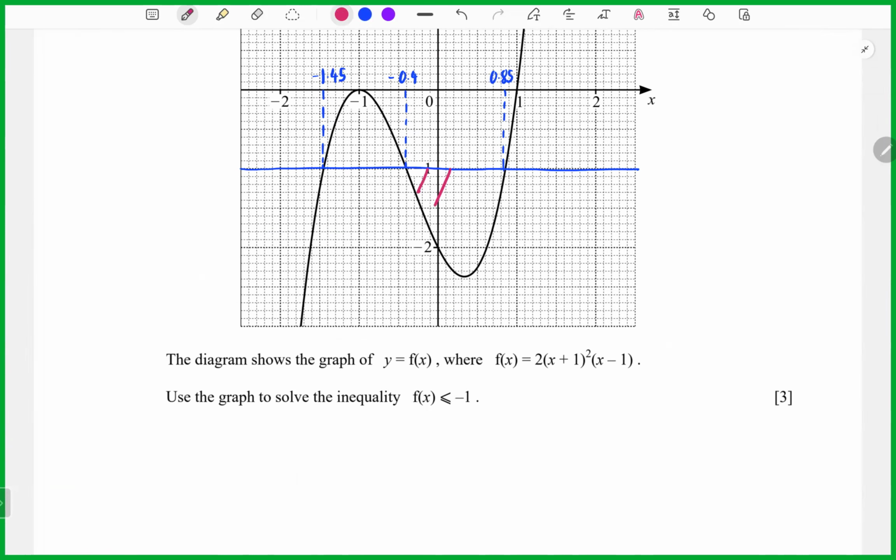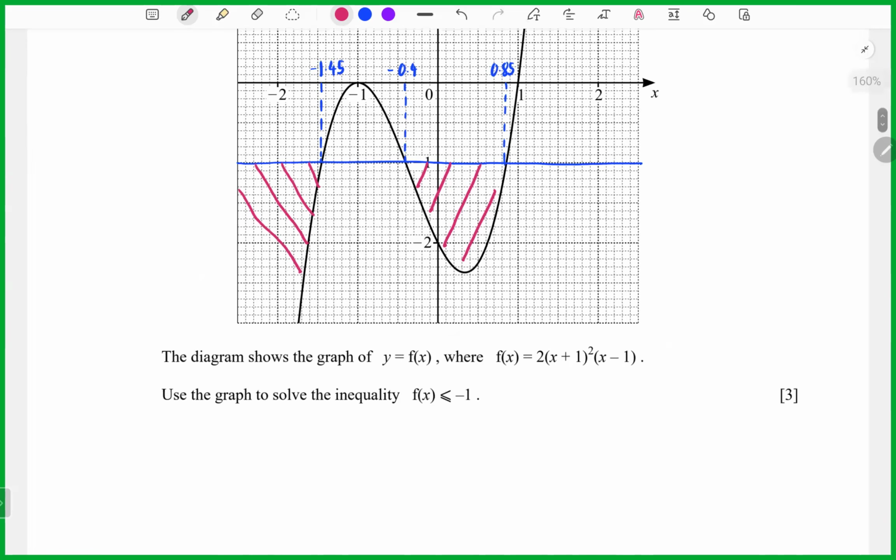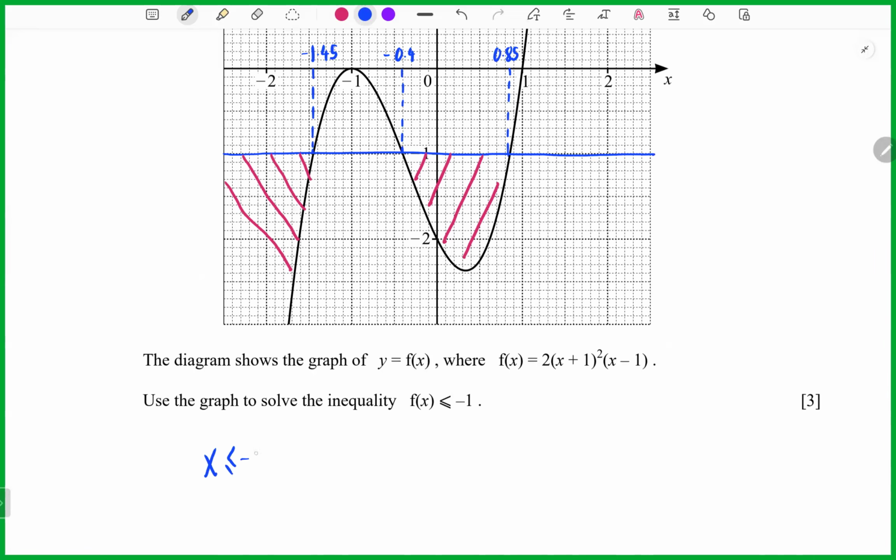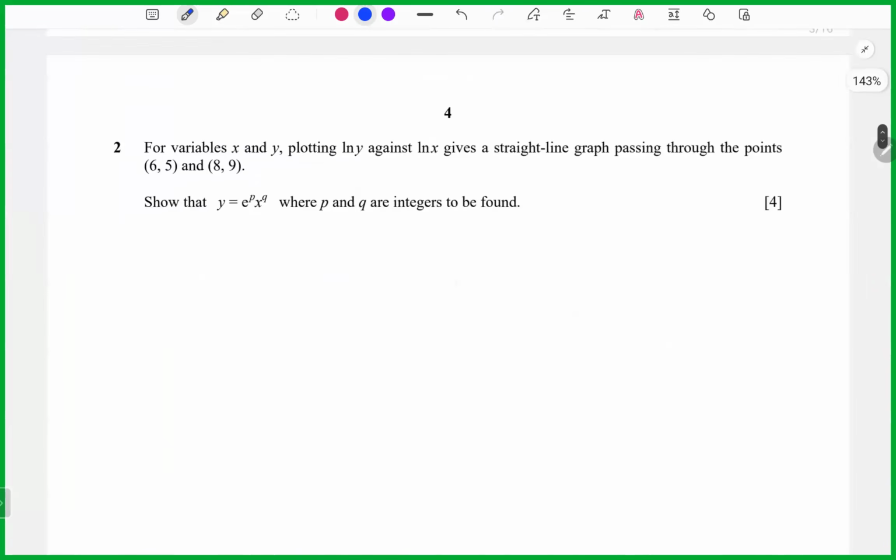Actually it's here, and then it's here. So we can label here, x should be less than negative 1.45, and between negative 0.4 and 0.85. Let's see question 2.